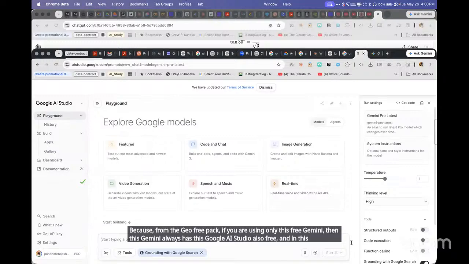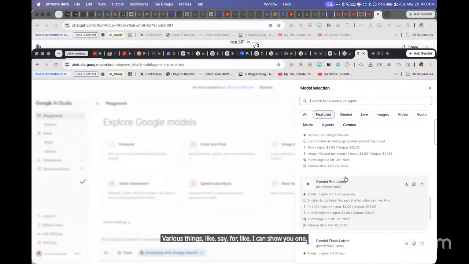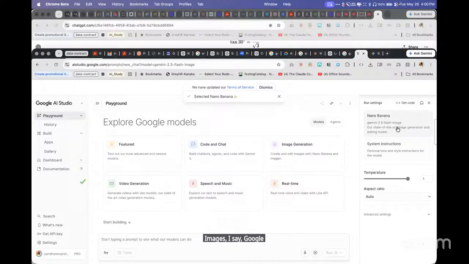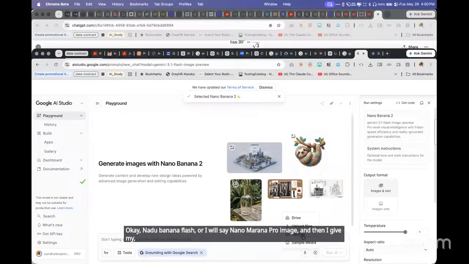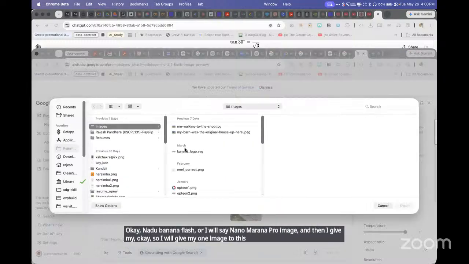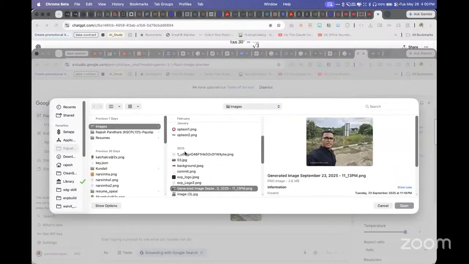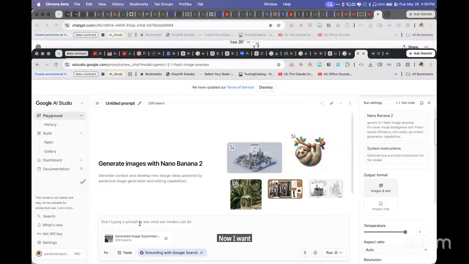And in this Google AI Studio, you can do various things. I can show you one best example, which is images. I say Google Nano Banana Pro image, and then I give one image of mine to this. Okay, so this is the image I have given. Now I want my dress to be changed to a white shirt. Okay, change shirt to white shirt and blazer.